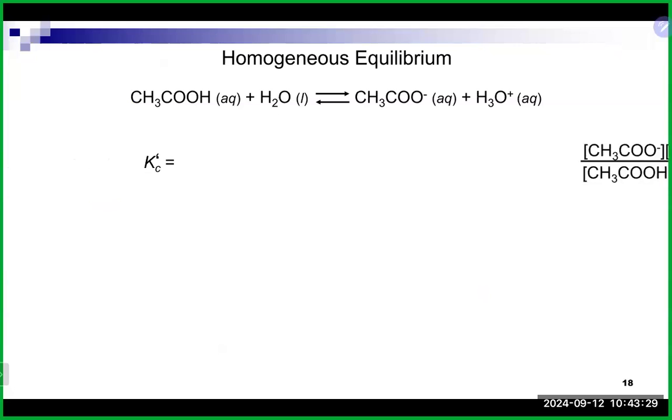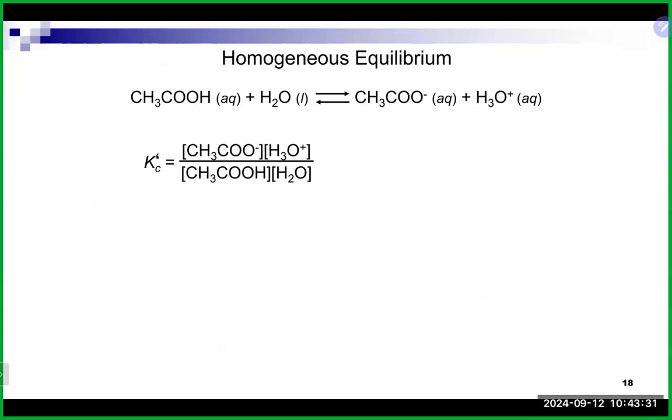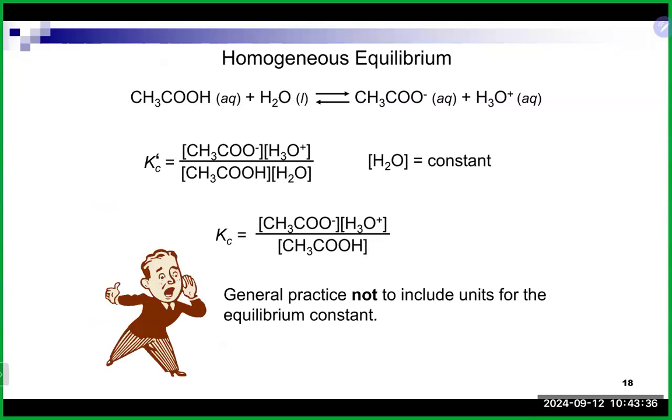So if we look at what is referred to as a homogeneous equilibrium, and homogeneous equilibrium basically means that everybody's in the same phase, and we do our products over our reactants. Here's our acetate, a little acetic acid, some hydronium ion. So we take our products over our reactants here.